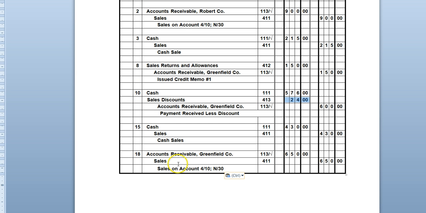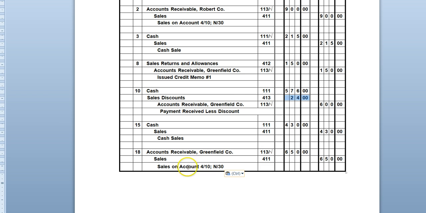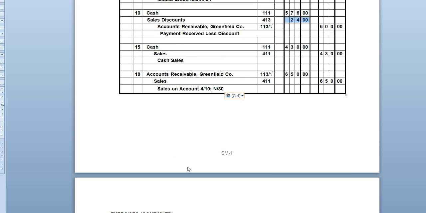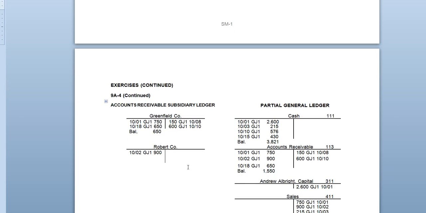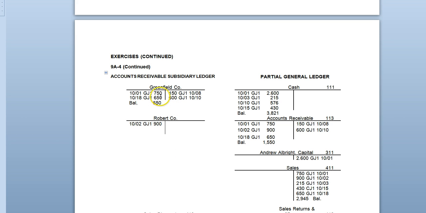Okay, so those are your transactions, and I'm just going to scroll down to the subsidiary ledger. Remember Greenfield now. We started out by making a sale of $750, at which point he owed us $750.